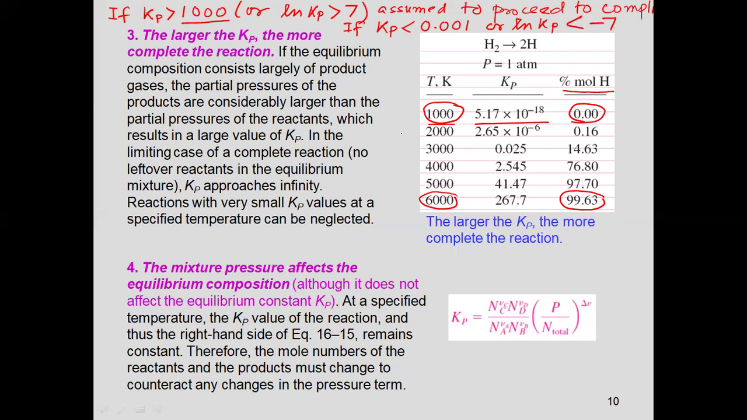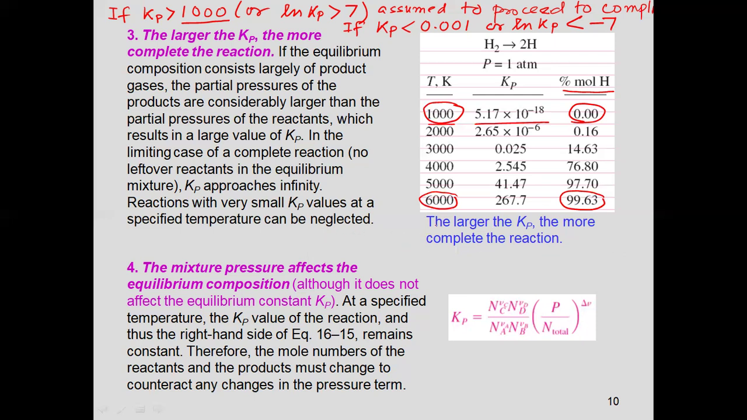Right? Because it is the ratio of the partial pressures of the products divided by the partial pressures of the reactants, raised to their stoichiometric coefficients. So the Kp value will be large. And in the reverse case, the Kp value will be very small or negligible. Okay. Next one, point 4.